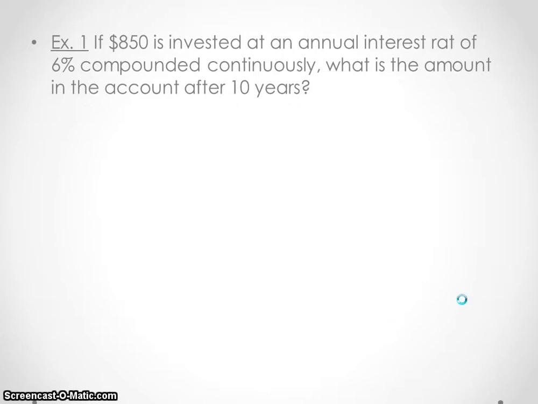Okay, so let's see how we use this PERT formula. Let's write it down here because we are going to use it. A equals P E to the RT power. R and T are exponents here. It says if $850 is invested at an annual interest rate of 6% compounded continuously, what is the amount in the account after 10 years?